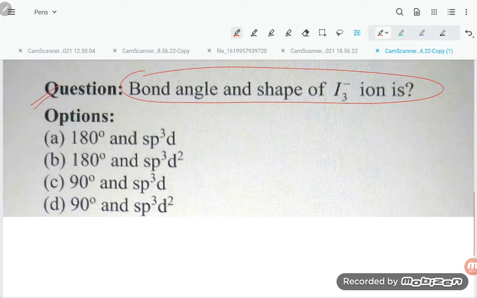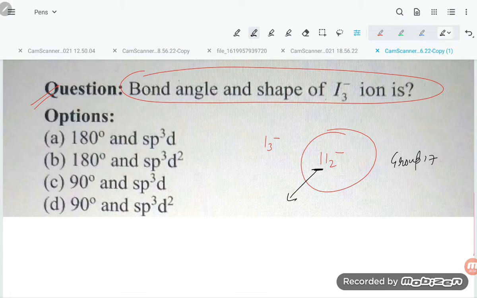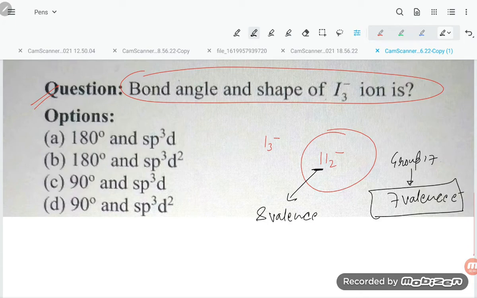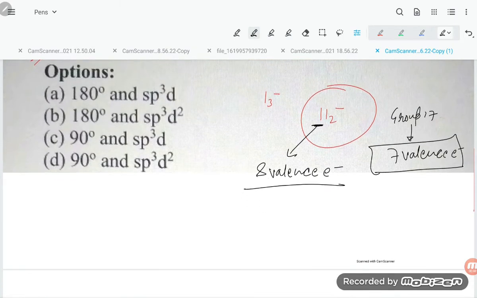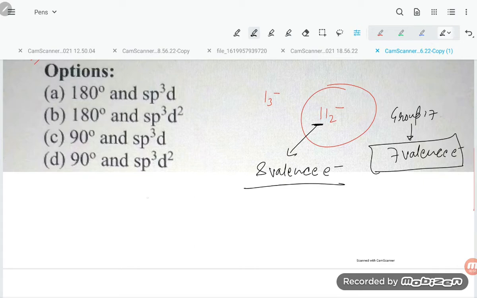So if you see the I3 minus molecule, students, how is the structure? If you see this, this is the central atom. Iodine belongs to group number 17, so group 17 means 7 valence electrons. With 1 negative charge, that makes 8 valence electrons. So let us try to figure out how the structure is.